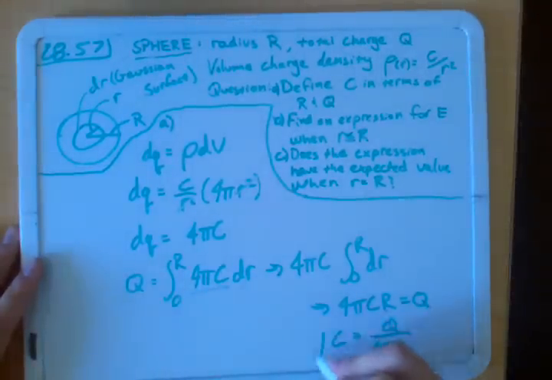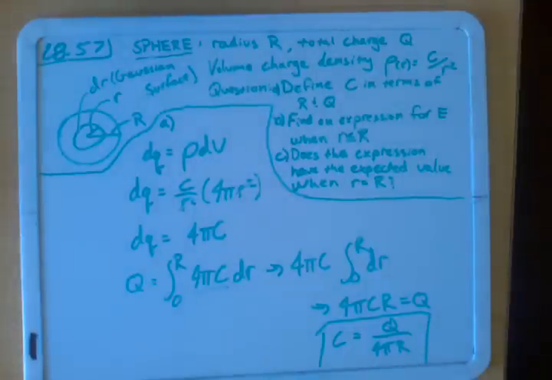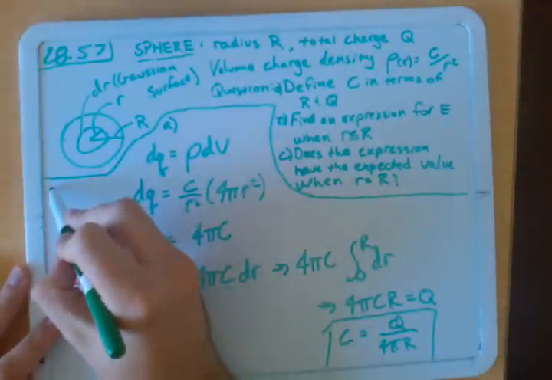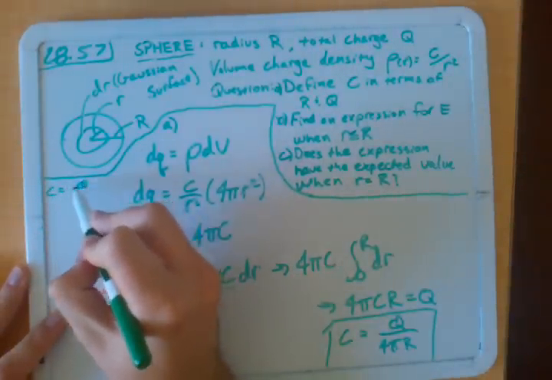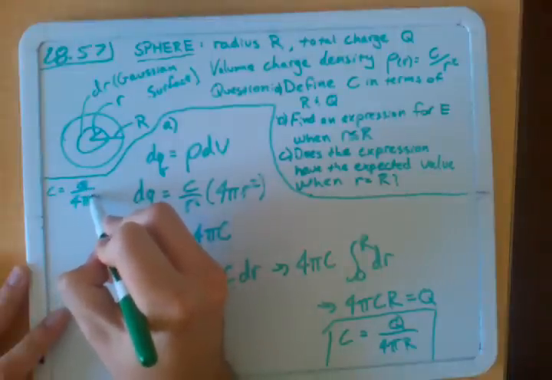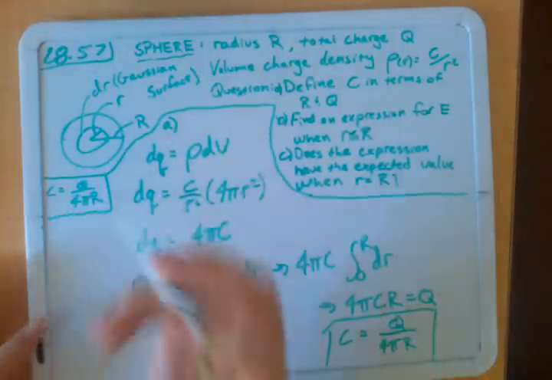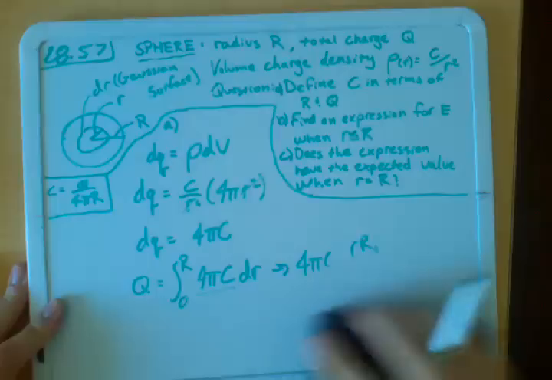So now that we're done with A, we're going to go ahead and write this down because we're going to be using it for these next few. So C equals Q over 4 pi R. And that'll come in handy for the next part. So I'm going to go ahead and erase this.